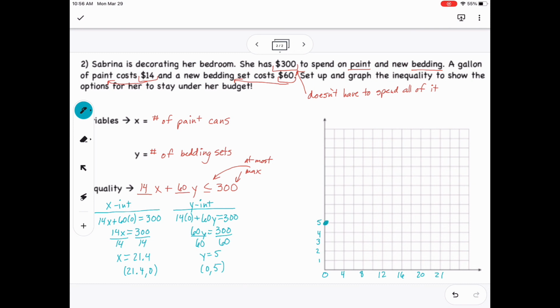So I graph those 2 points. 21.4 will be in between 20 and 22. So we'll sneak it in there a little bit, and then same thing, because it's a less than or equal to sign, it'll be a solid line for this one. And then from there, I need to test the point. So 0, 0, plug it in. That'll get me 0 on the left side. So 0 is less than or equal to 300, and that is a true statement. So then we shade on the inside.